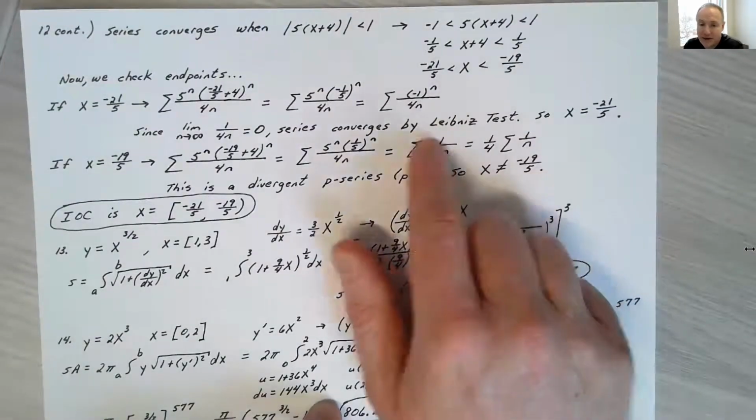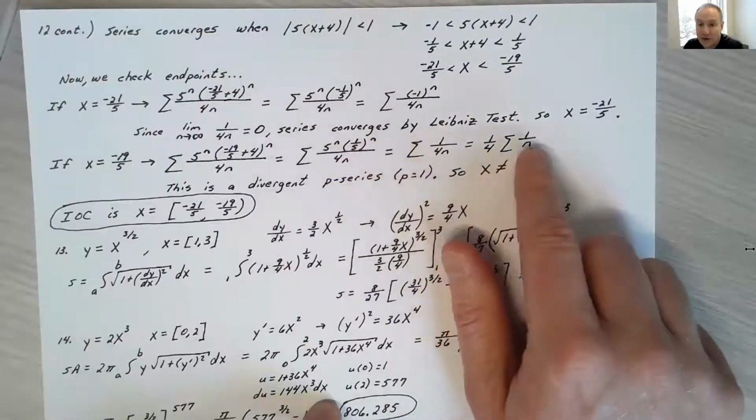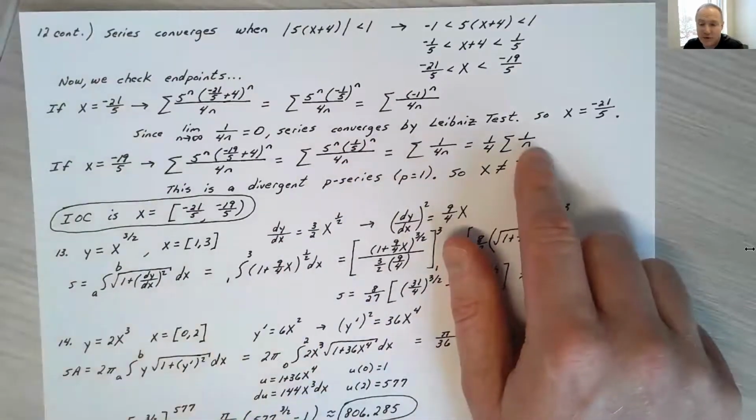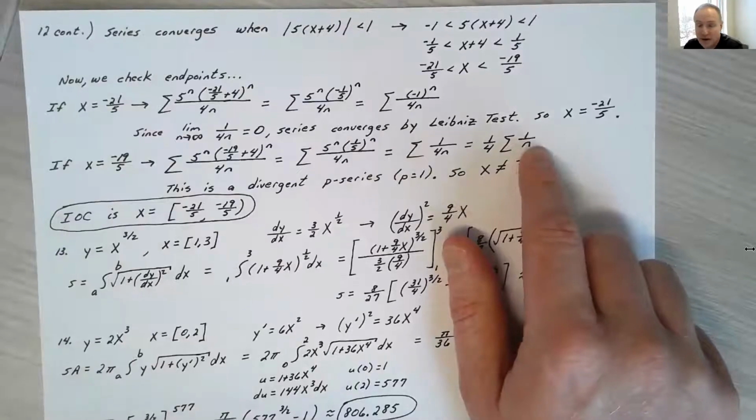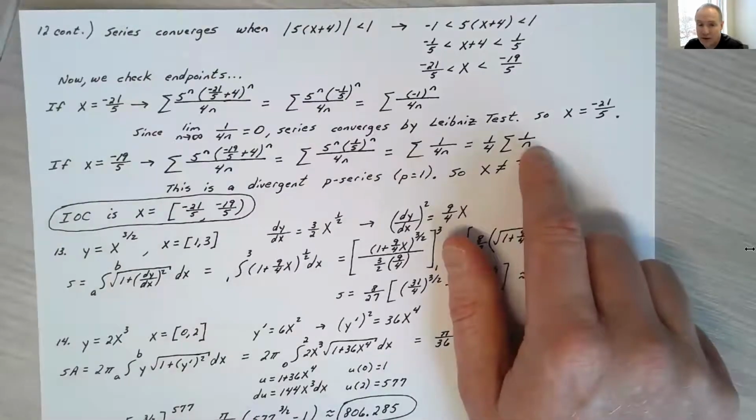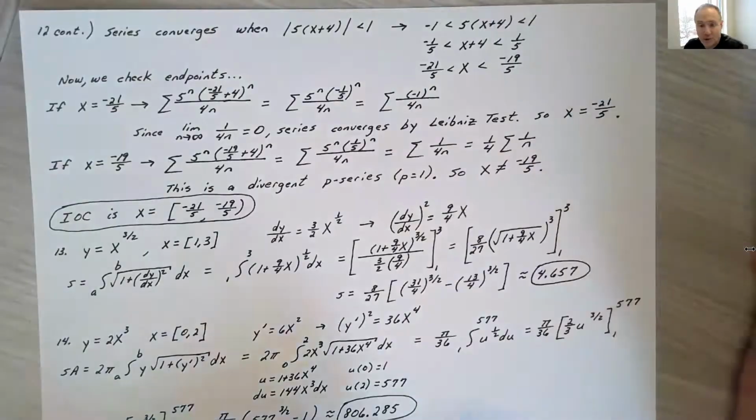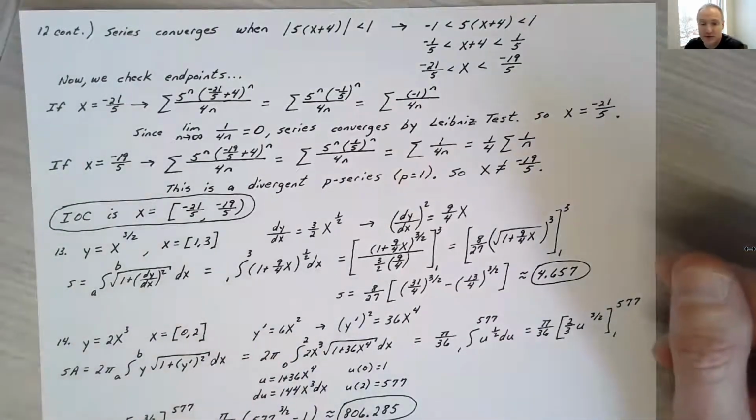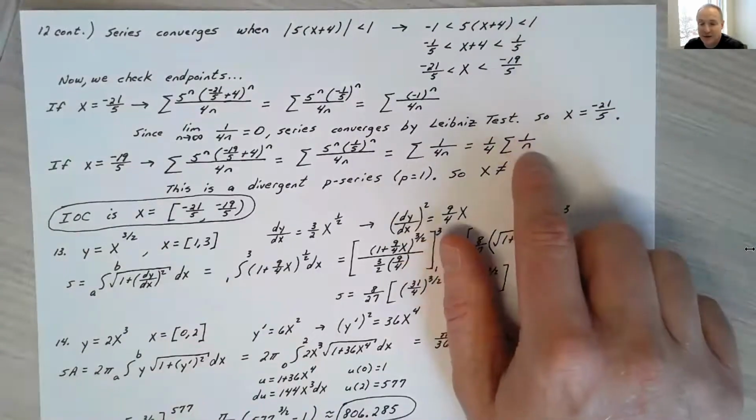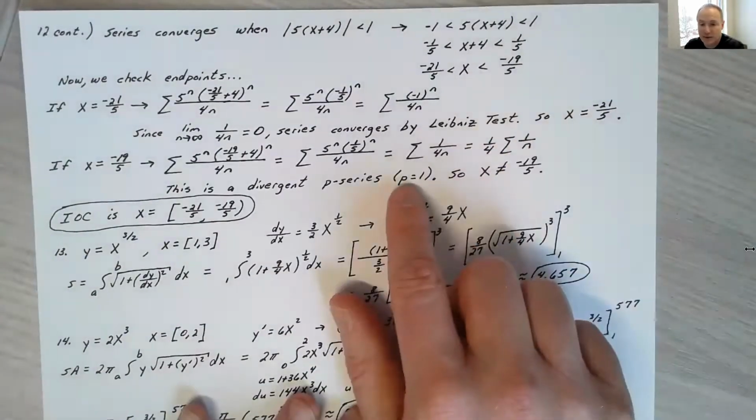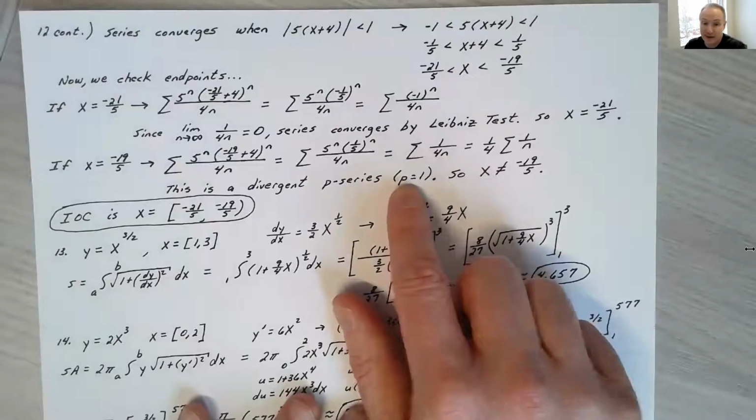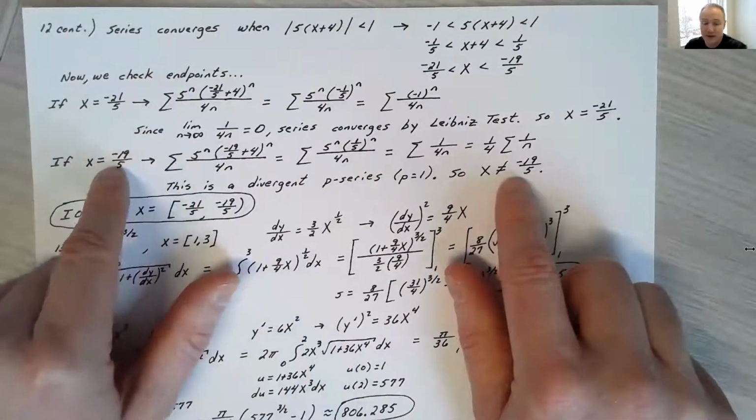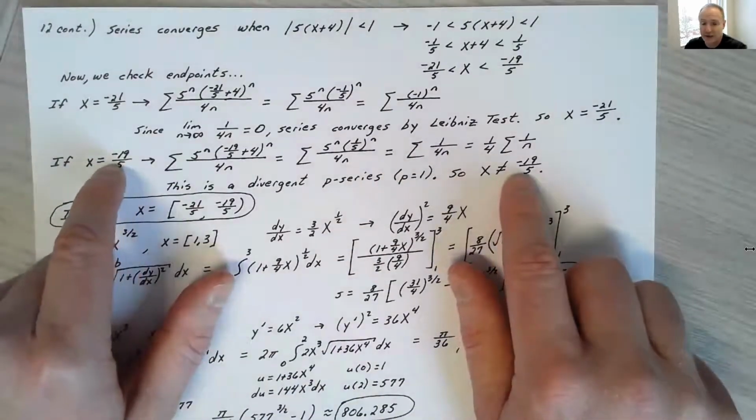And at that point, I just factored the 1/4 out so you could easily see, oh, that's just 1/4 times the divergent harmonic series where p is 1. If you have 1/4 times a series that diverges, your series still diverges. So we just say this is a divergent harmonic series or p series with p equals 1. What does that mean? It means that x cannot equal the endpoint of negative 19 over 5.